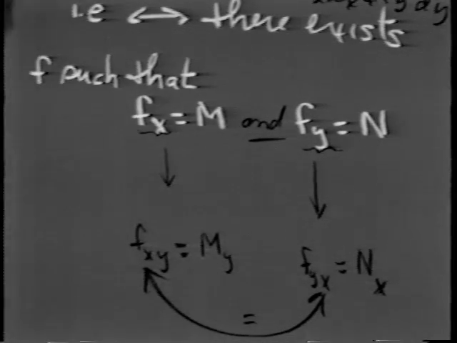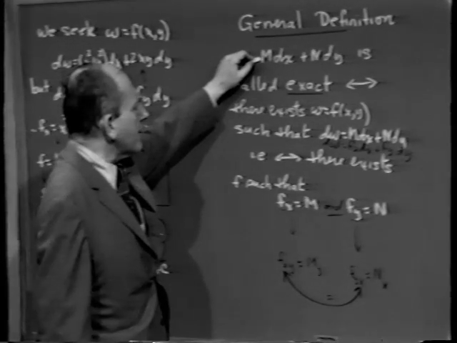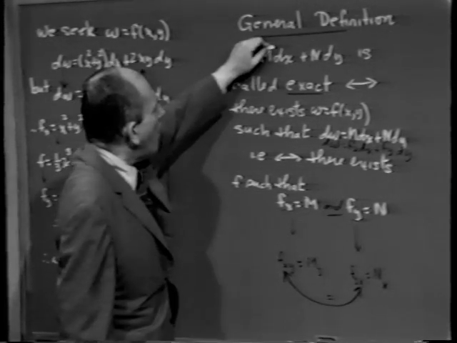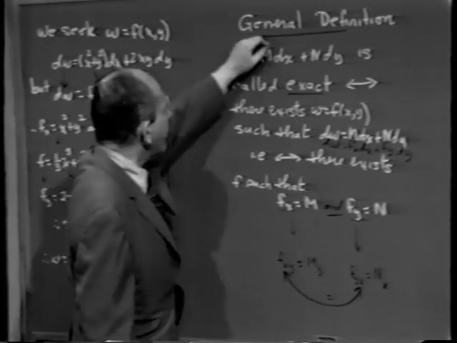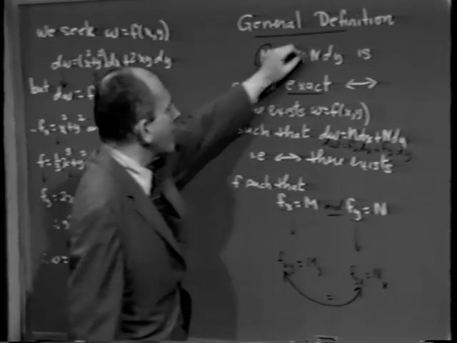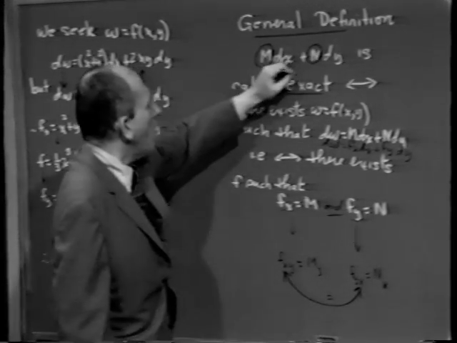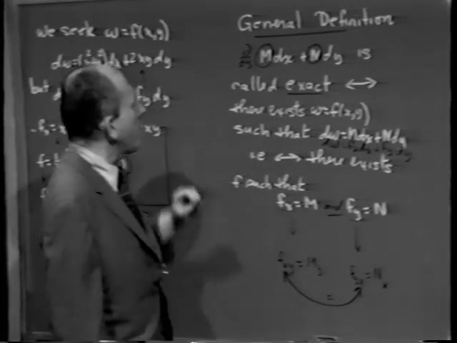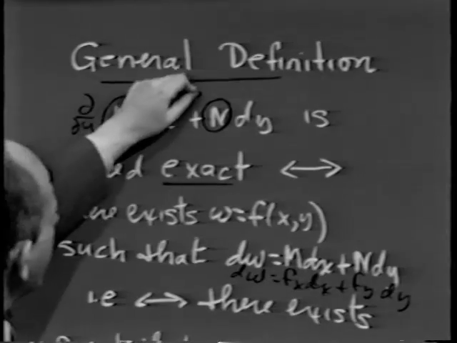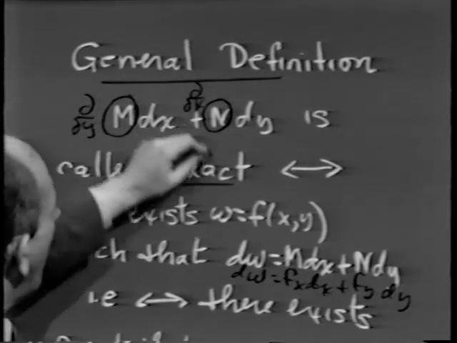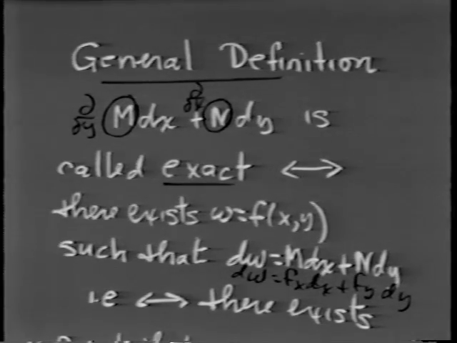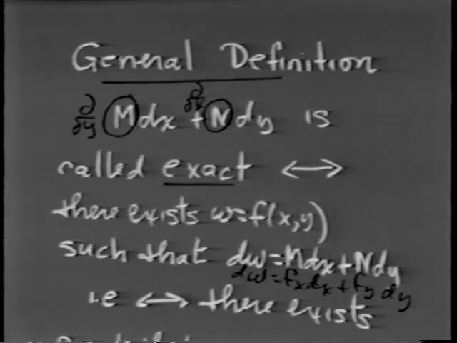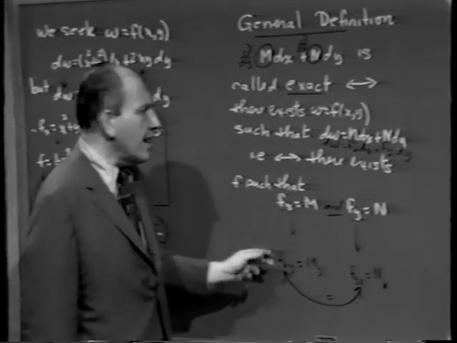Coming back to the original definition here, this is a rather amazing thing. It says that if this differential is exact, think of m as being the coefficient of dx and n as being the coefficient of dy. If you take the coefficient of dx and differentiate that with respect to y, you must get the same answer as if you took the coefficient of dy and differentiated that with respect to x. That's an amazing coincidence if that happens. Given two arbitrary functions, this indeed won't happen.